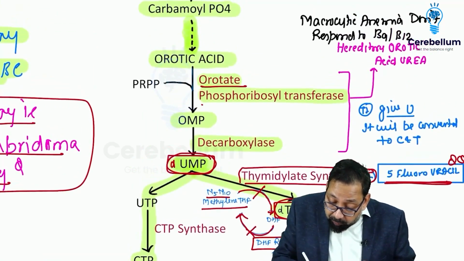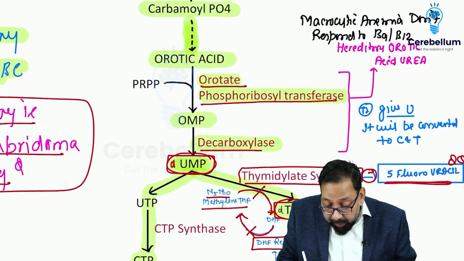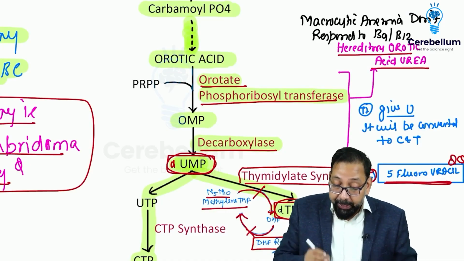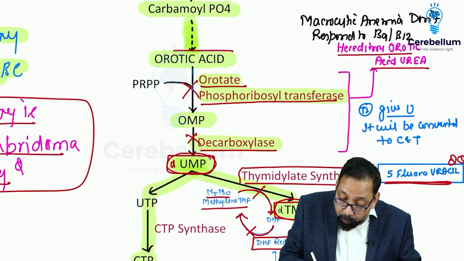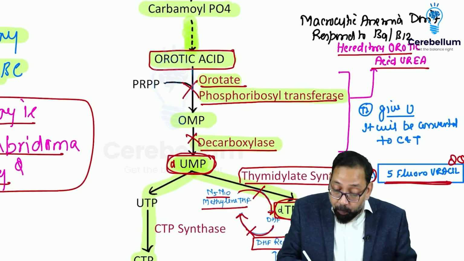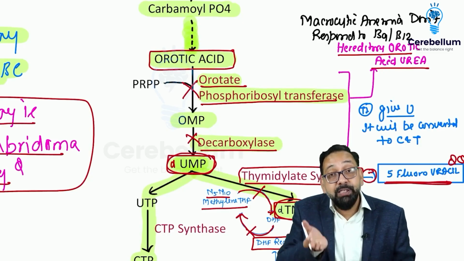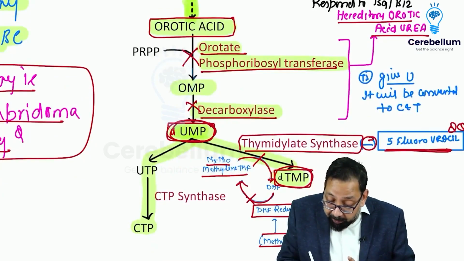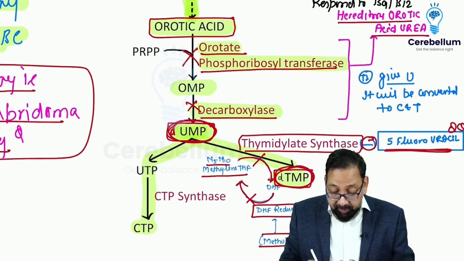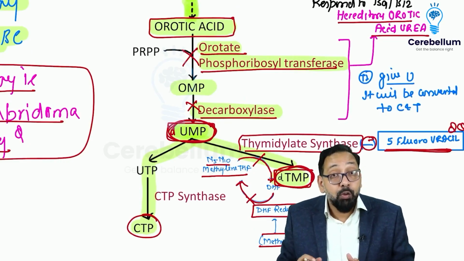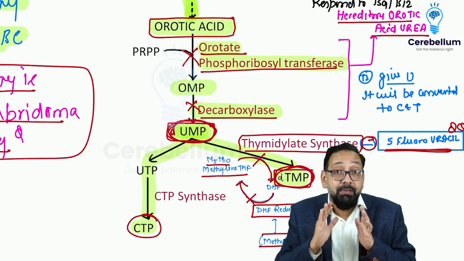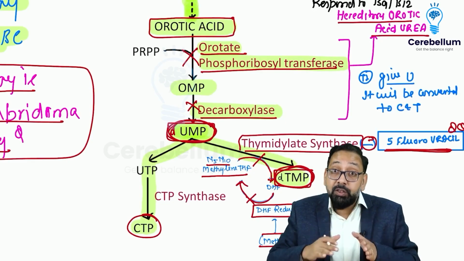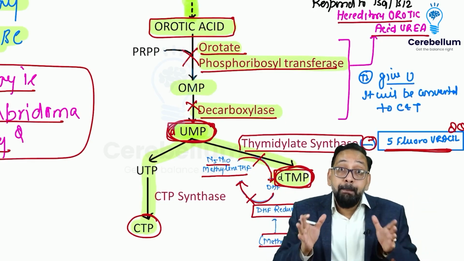If orotate phosphoribosyl transferase or decarboxylase is deficient, this leads to hereditary orotic aciduria. Why? If this step is not occurring, orotic acid will not be metabolized, and when orotic acid is not metabolized, orotic aciduria occurs. Then UMP would not be synthesized, TMP would not be synthesized, CTP would not be synthesized. So nucleic acid will not be synthesized, the cell will not be able to divide, but the cytoplasm will grow. So there is macrocytic anemia.